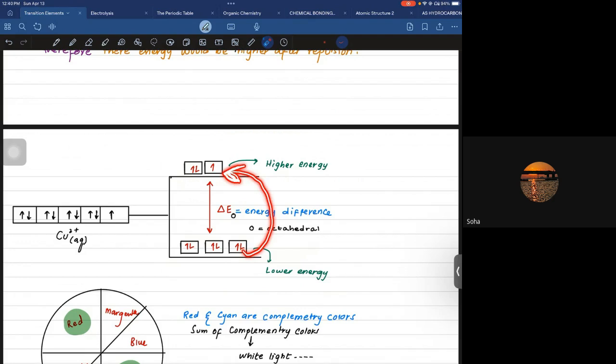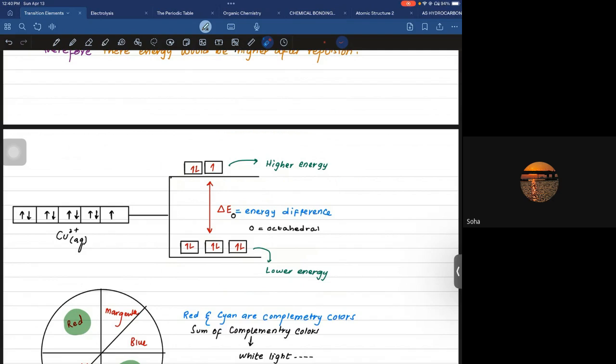An electron jumps from the lower state to the higher state. So then the rest of the visible spectrum that is transmitted through the solution, we would observe that color. Basically, we observe the complementary color.